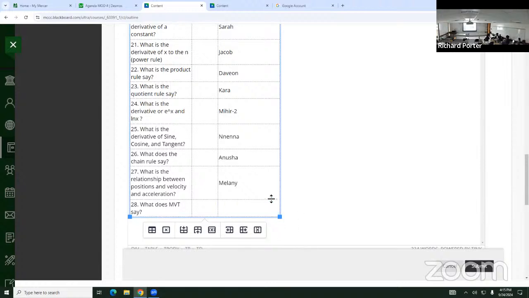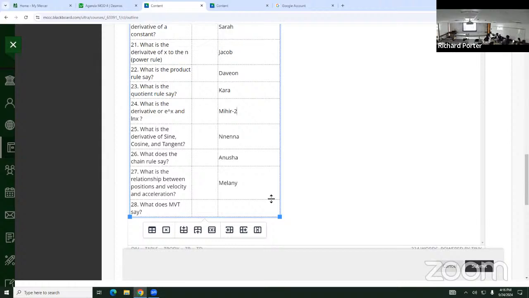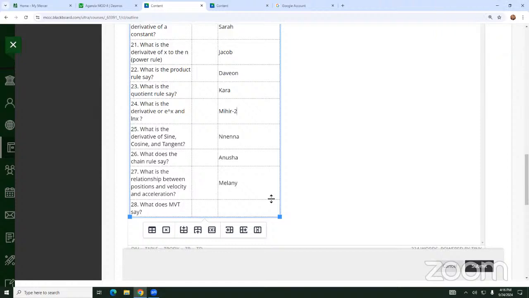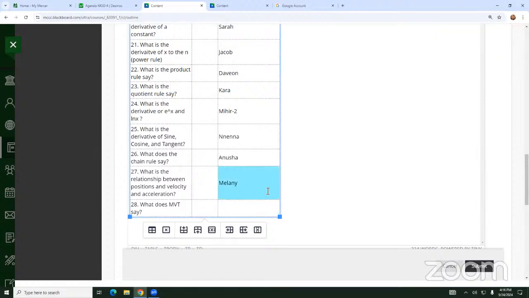Okay, Anusha, what does the chain rule say? It says that you first have to do the derivative of the outside function and then multiply it by the derivative of the inside one. You're missing one part there. Derivative of the outside function, and what do you do to the inside function? You don't do anything, leave it inside. So you have an inside function, take the derivative of the outside function, you leave the inside alone, and then you take the derivative of the inside function. Yes. Okay. Great.